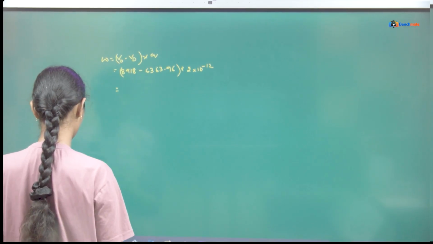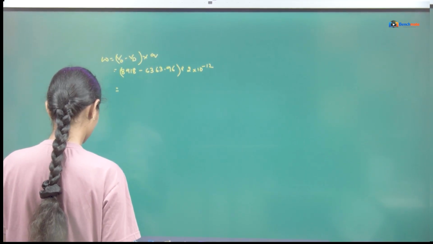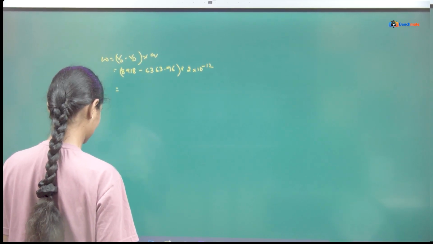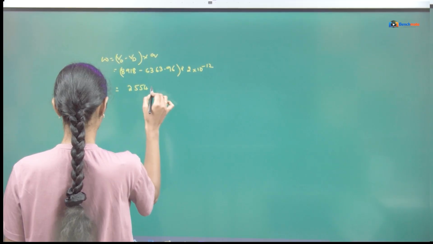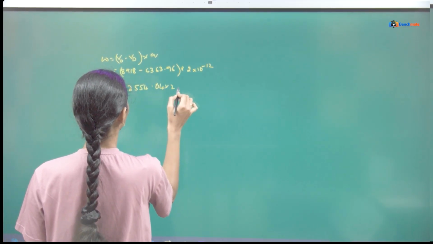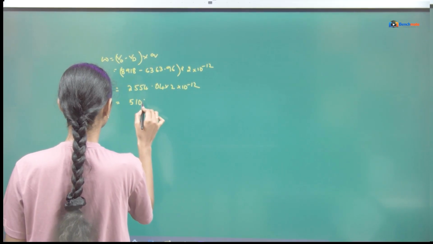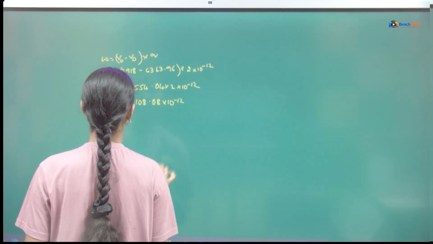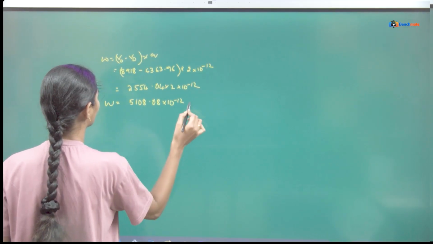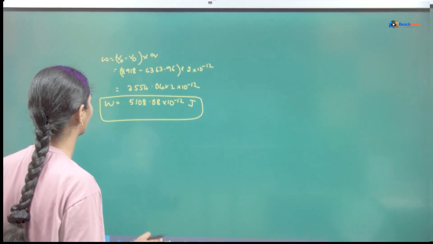Now this value is equal to 8918 minus 6363.96, that is equal to 2554.04 into 2 into 10 power minus 12. So this will be 5108.08 into 10 power minus 12. So that will be the work done in joules. If you want, you can keep it in the answer or convert into standard form.